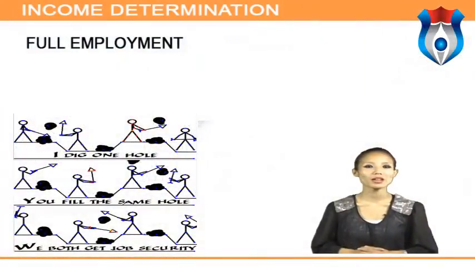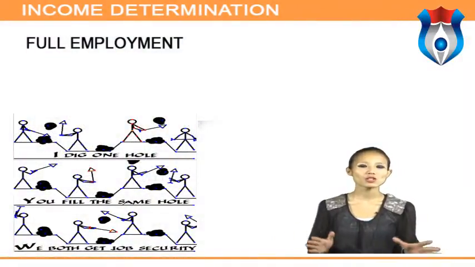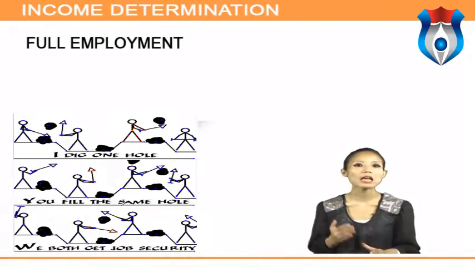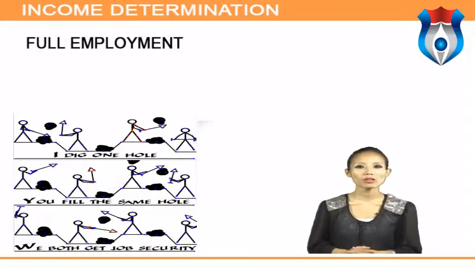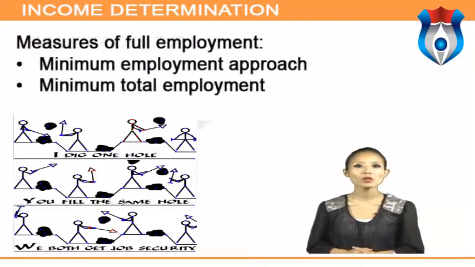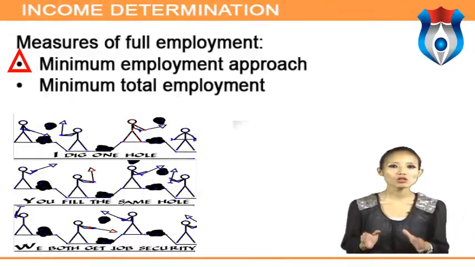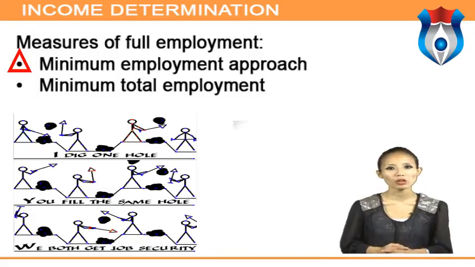Now we will move further and study about full employment, a situation in which all available labor resources are being used in the most economically efficient way. Full employment embodies the highest amount of skilled and unskilled labor that could be employed within an economy at any given time. The remaining unemployment is frictional. Measures of full employment, minimum unemployment approach. The measures discussed in this all define full employment as existing when unemployment is at a minimum. This minimum is determined historically. It is the lowest unemployment previously reached.